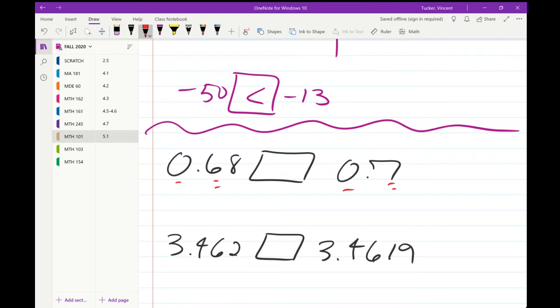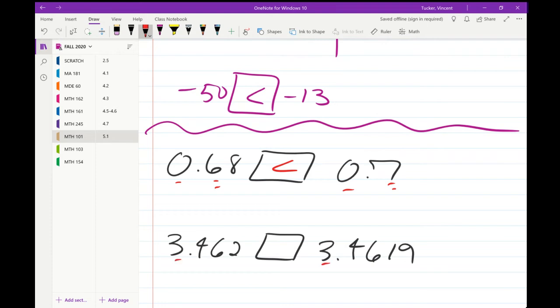So here at the 6 and 7, even though I have an 8 that's after my 6, it's the 7 that's greater than 6. So 0.68 is less than 0.7. When you're dealing with smaller numbers, it may be obvious, but you never know. You might get into larger numbers and it may not be as obvious as you would like it to be. So you just go from left to right till you get to a digit that is different.